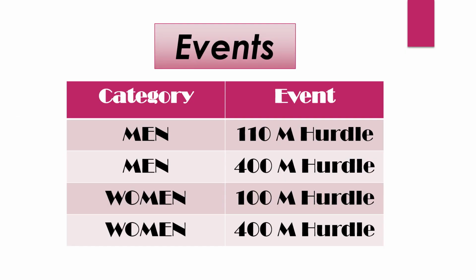There are four major events. In the men's category, it is 110-meter hurdles and 400-meter hurdles. And as far as the women's category is concerned, it is 100-meter hurdles and 400-meter hurdles as well. So there are four major events: in the men's category, two events, 110-meter hurdles and 400-meter hurdles, and in the women's category, 100-meter hurdles and 400-meter hurdles.